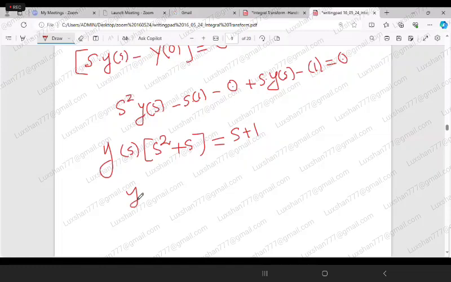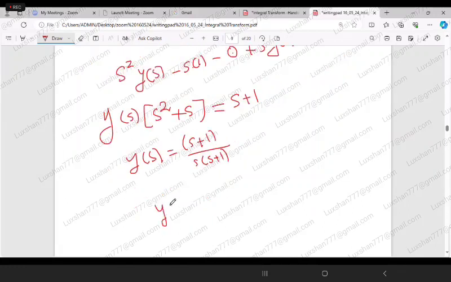So if you make Y(s) the subject, Y(s) is equal to (s plus 1) over, if you take s, then that comes as (s plus 1). So if you simplify this, we get Y(s) is equal to 1 over s. Is that over?